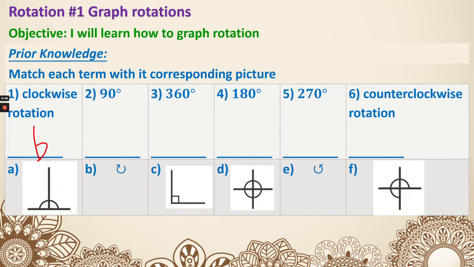The 90 degree, that is a little square thing, so that's... 360 degrees means it's a full cycle, so that's gotta be D. 180 degree is a straight line, so right here, that is A. 270 is actually 3 quadrants, so that is gonna be F. And counterclockwise, of course, is the opposite direction as B, and that is E.